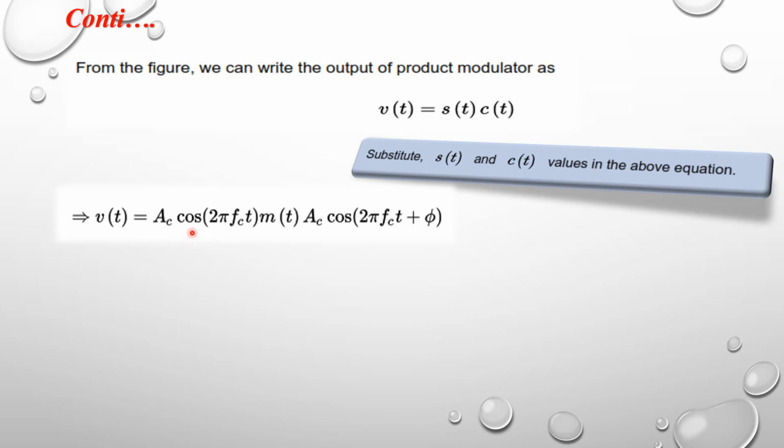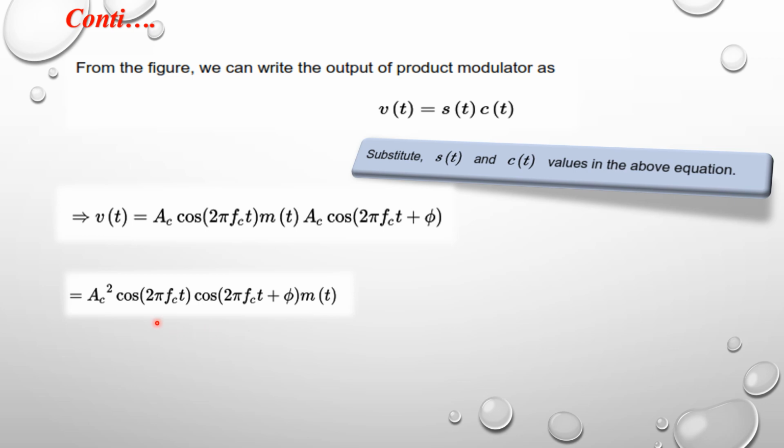V(t) is equal to S(t), which is equal to AC cos 2 pi FCT into m(t). The m(t) is the message signal, AC cos 2 pi FCT is the carrier signal, into C(t). The C(t) is the local oscillator output. It is equal to AC cos(2 pi FCT plus phase difference value psi). So here we have two carrier amplitudes, AC and AC, we get AC square cos 2 pi FCT into cos(2 pi FCT plus psi) into message signal m(t).